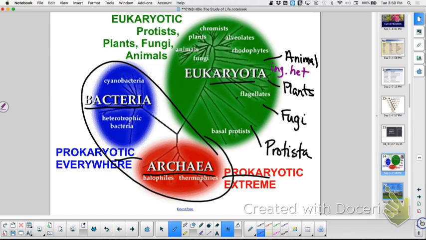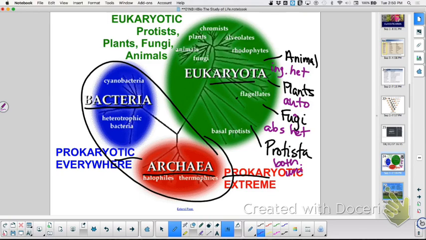What's another kind of heterotroph we learned about? What's another? There's an N in fungi. What's another one? Absorptive heterotrophs. What would plants be called? Autotrophs. Protista are both of those. Usually unicellular, but there are some multicellular ones.